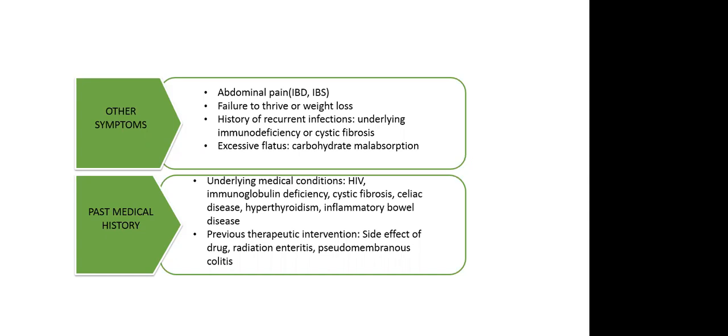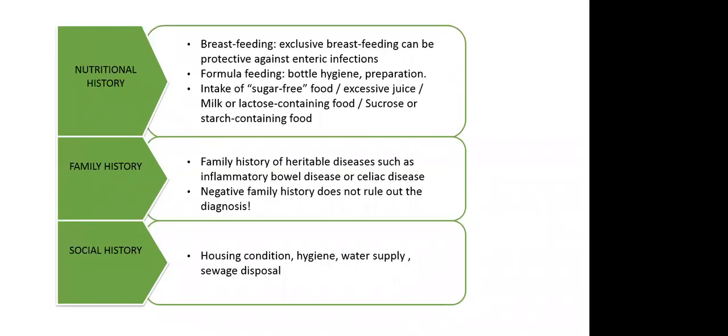For medical history, you must ask about HIV, immunoglobulin deficiency, cystic fibrosis, celiac disease, hyperthyroidism, and IBD. Hyperthyroidism can cause diarrhea, so you must ask about any history of hyperthyroidism also. Any therapeutics such as drugs and radiation can also cause diarrhea. Next, apart from the medical history, we must ask about the nutritional history, which is quite important. For breastfeeding, whether it is exclusive, because exclusive breastfeeding may be protective against infection.